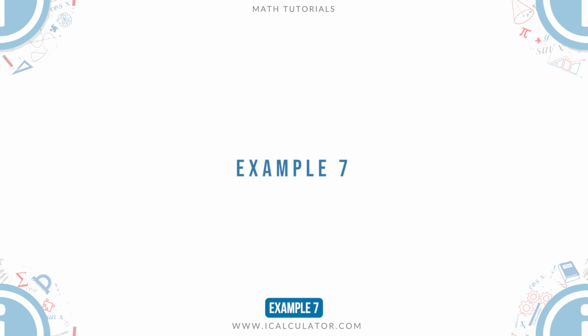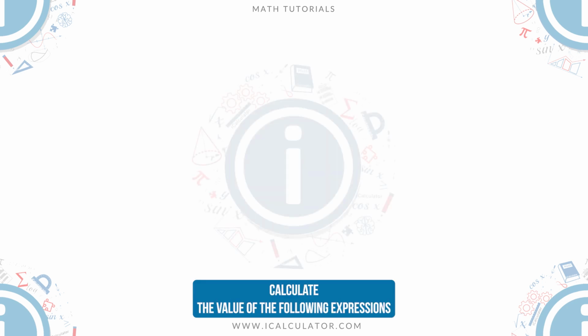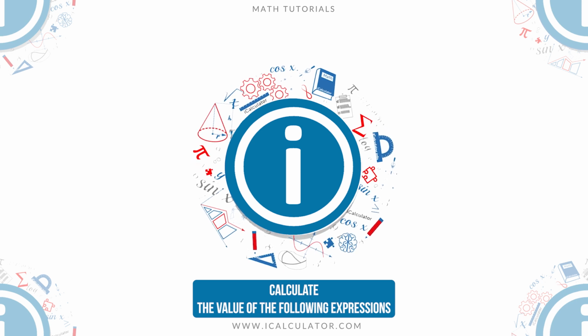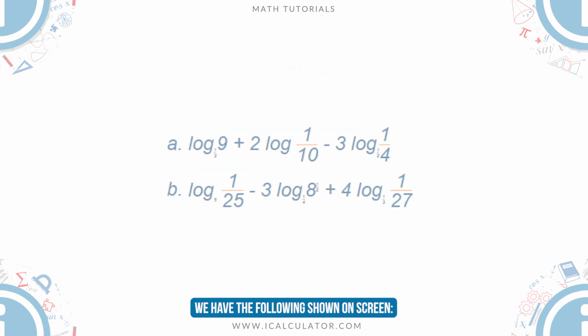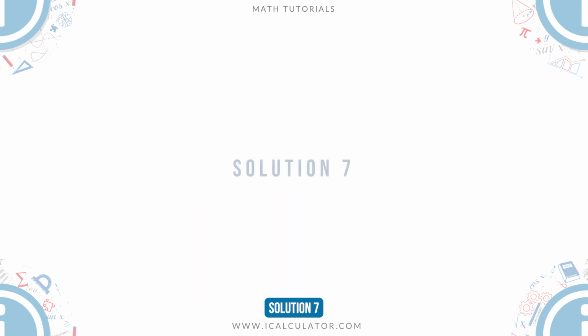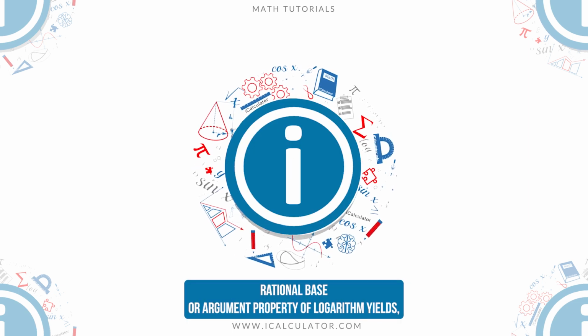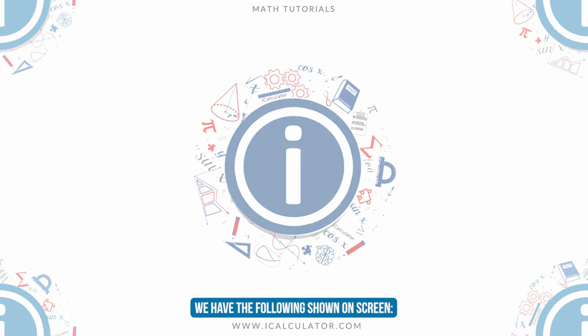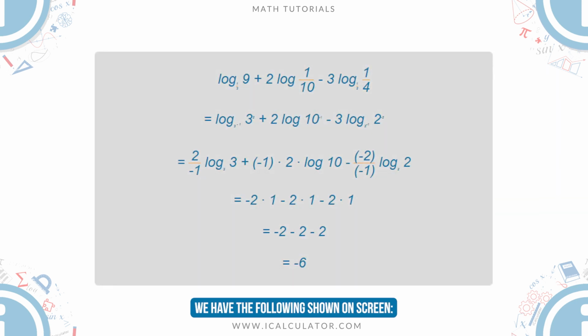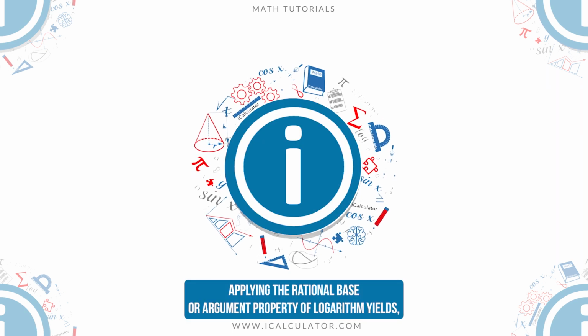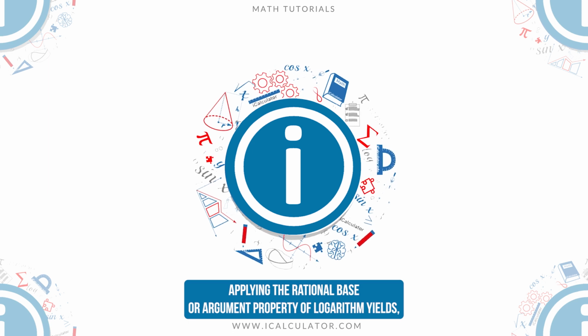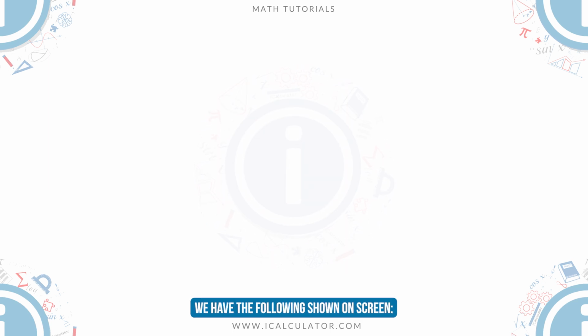Example 7. Calculate the value of the following expressions. We have the following shown on screen. Solution 7. A. Applying the rational base or argument property of logarithm yields the following shown on screen. B. Again, applying the rational base or argument property of logarithm yields the following shown on screen.